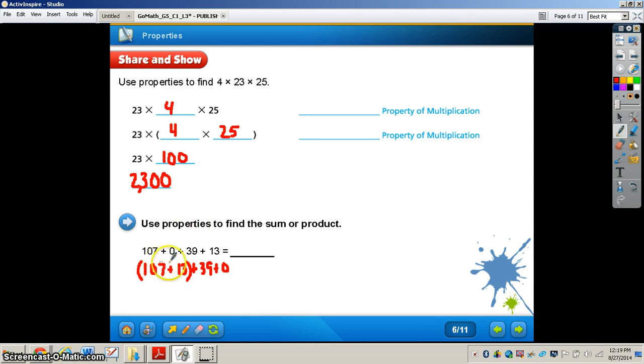Because 107 and 13 I know is easy, and that it gives me 120. Then I can add 120 plus 39 equals 159. A lot easier that I can do 107 plus 0 plus 39 plus 13. So that 159 makes it a little bit easier for me to figure out.